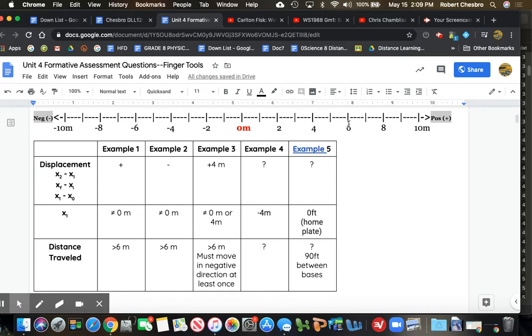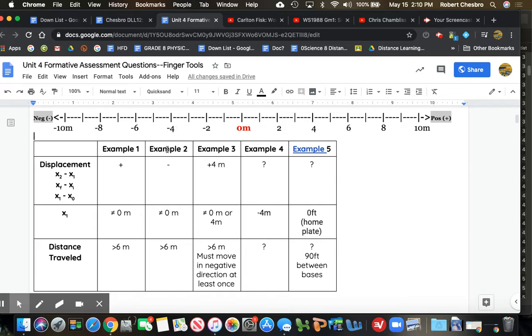If you want to get really strange, you could start here at -4, and you have to move more than 6 meters, so you could go 2, 4, 6, 8, 10. You started here at -4, you ended at -2. Your x2 value is -2 meters. Your x1 value is -4 meters. -2 minus -4 gives you a positive 2. So you started at the -4, and when you're done moving at the -2, you are more positive than when you started, so your displacement is positive.